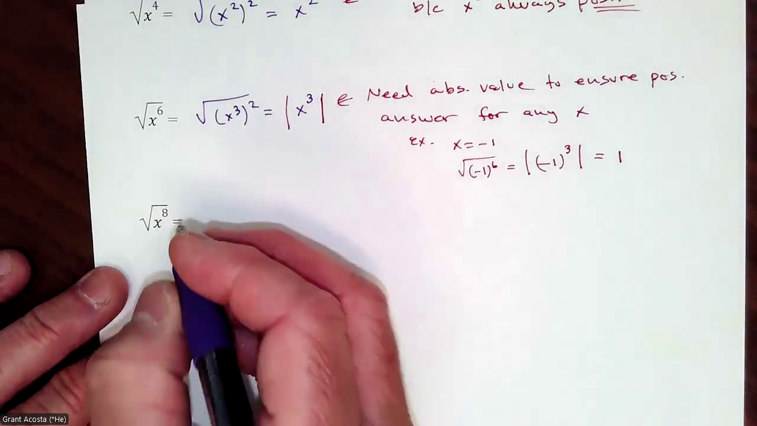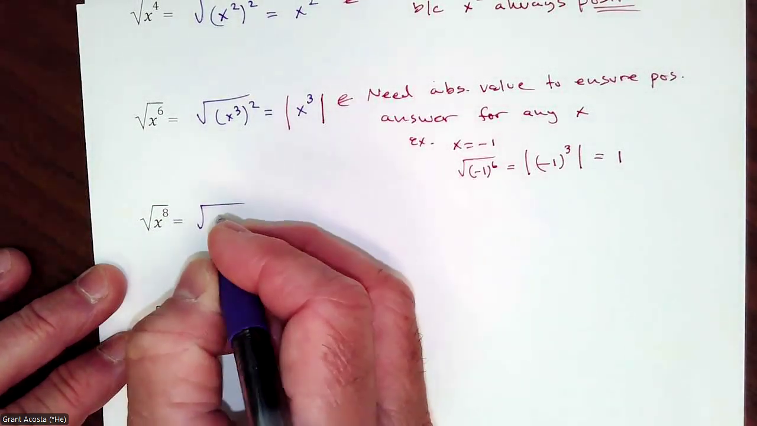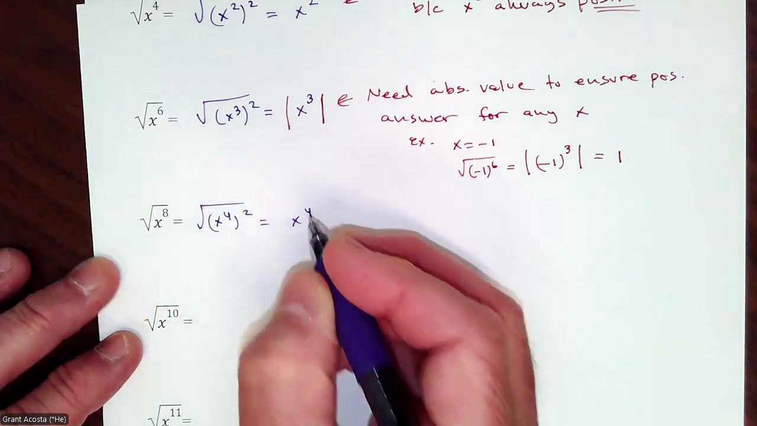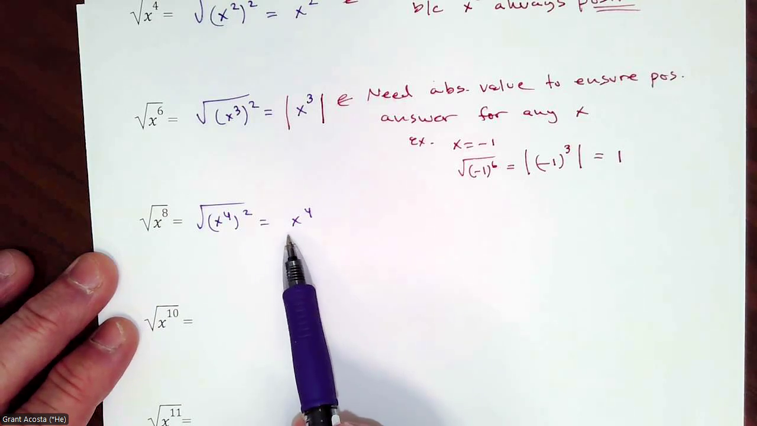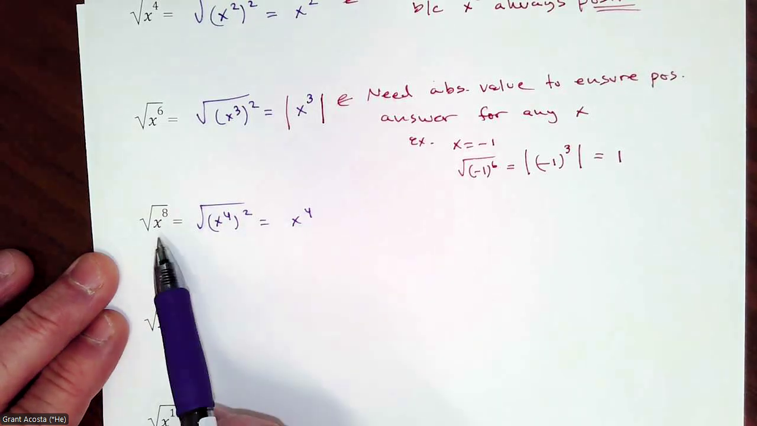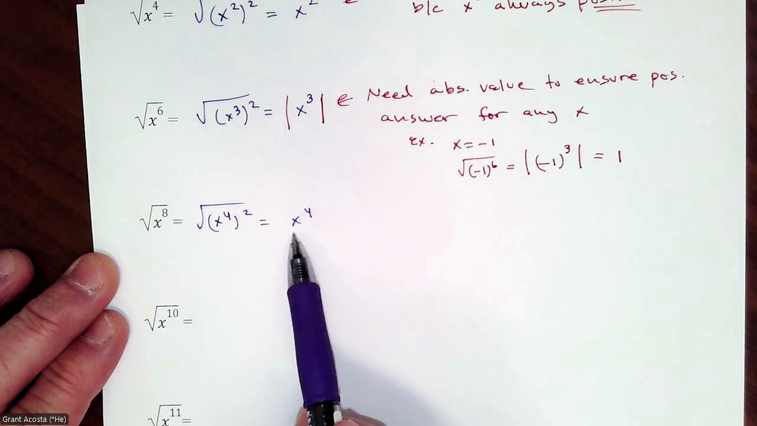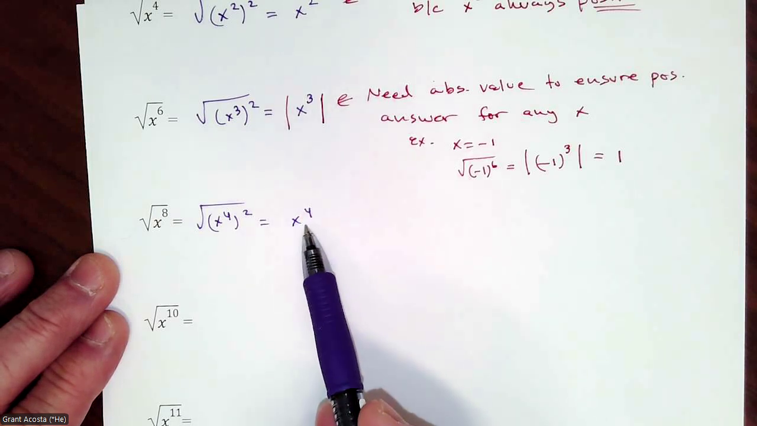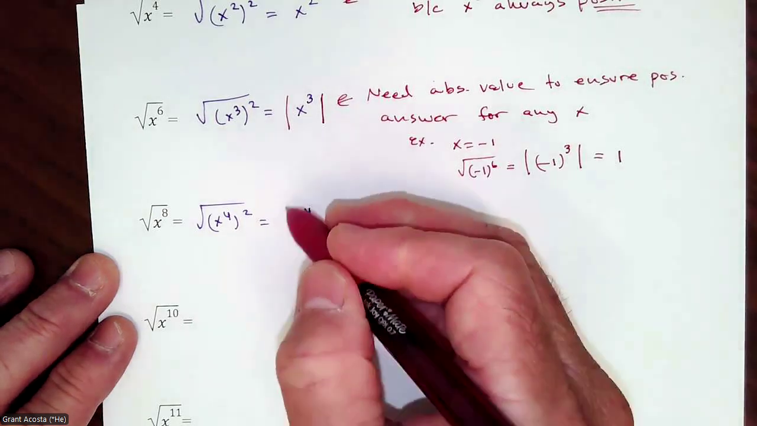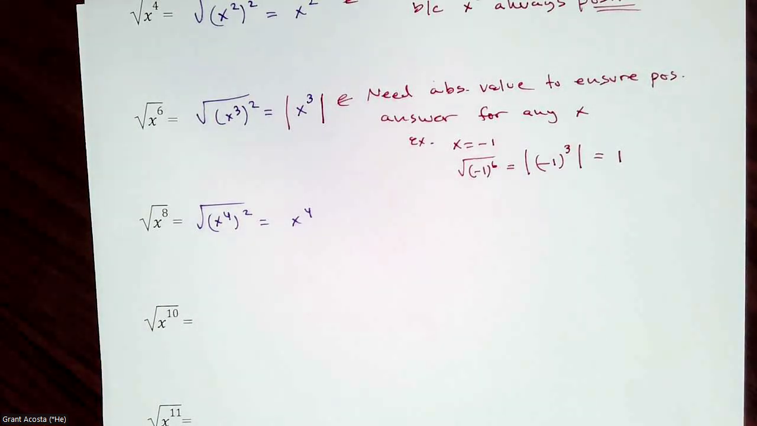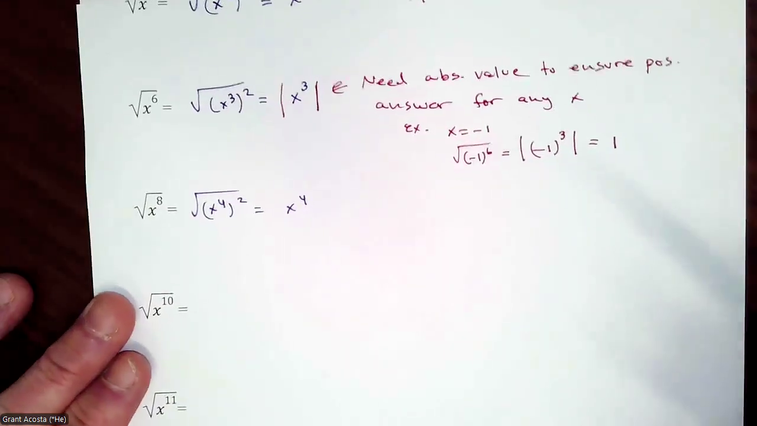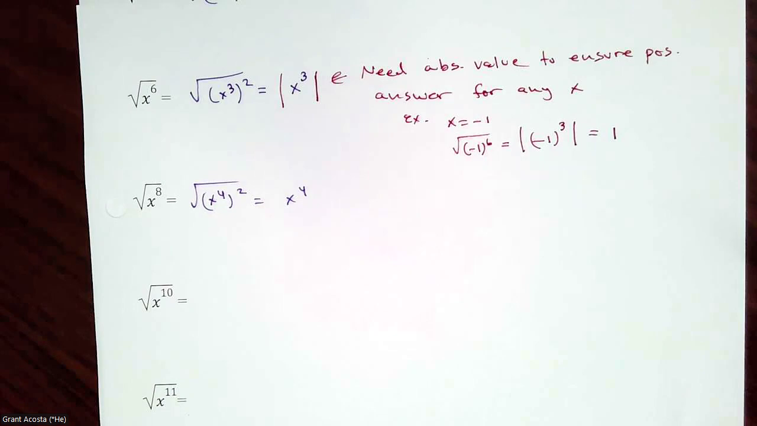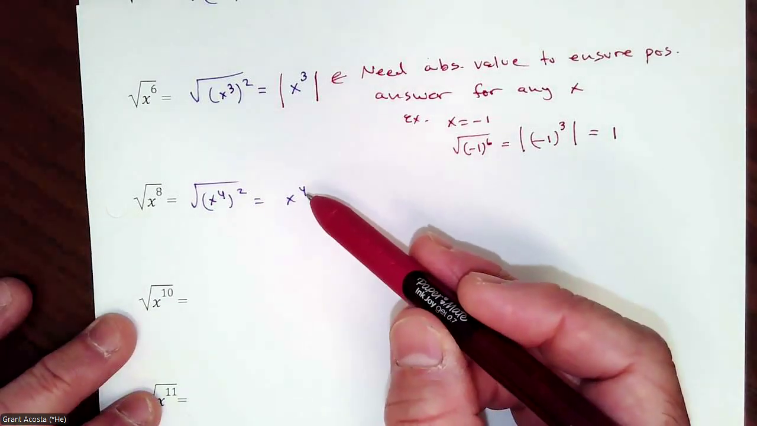Okay, what about x to the 8th? That's x to the 4th squared, gives me an answer of x to the 4th. Will I always get a positive answer, even if I put a negative number in for x? Yes. So just like this one, I do not need absolute value. Now, the question I always get is, could I put absolute value? Does it hurt? It doesn't hurt, but it's kind of redundant. Redundant means you don't really need that. It's already going to be positive.